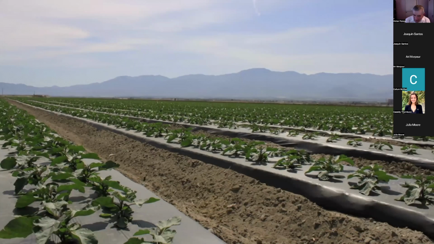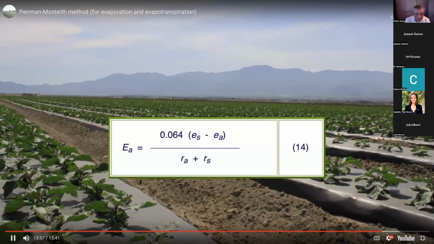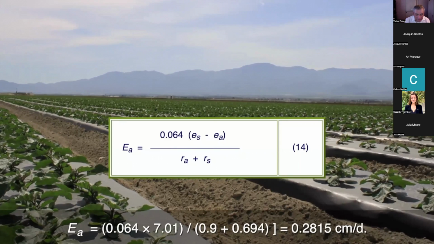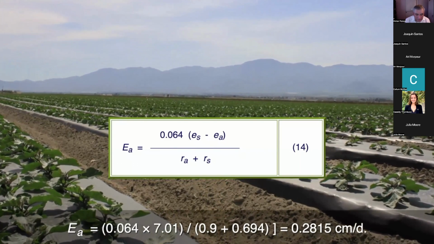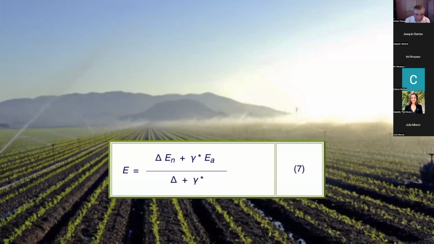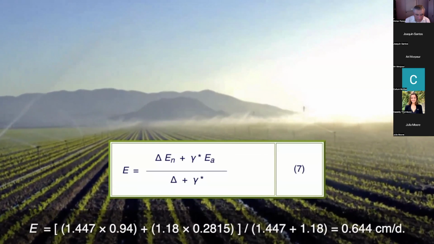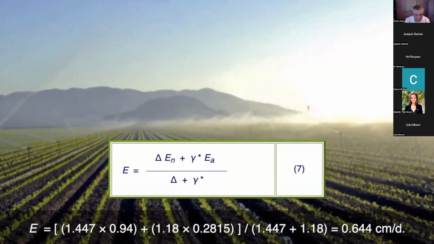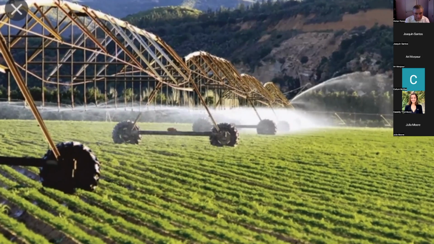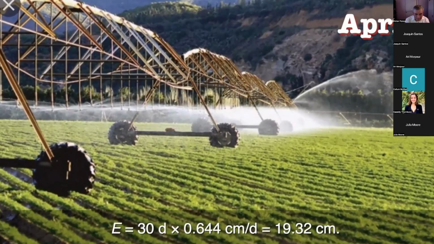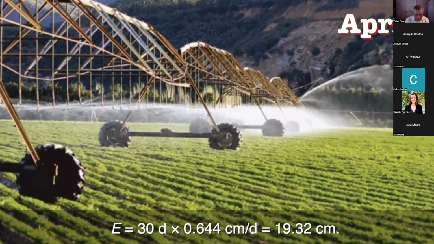From equation 14, the mass transfer evaporation rate is from equation 7, the total evaporation rate is E equal 0.644 centimeters per day. The evaporation rate for the month of April is E equal 30 times 0.644 equal 19.32 centimeters.